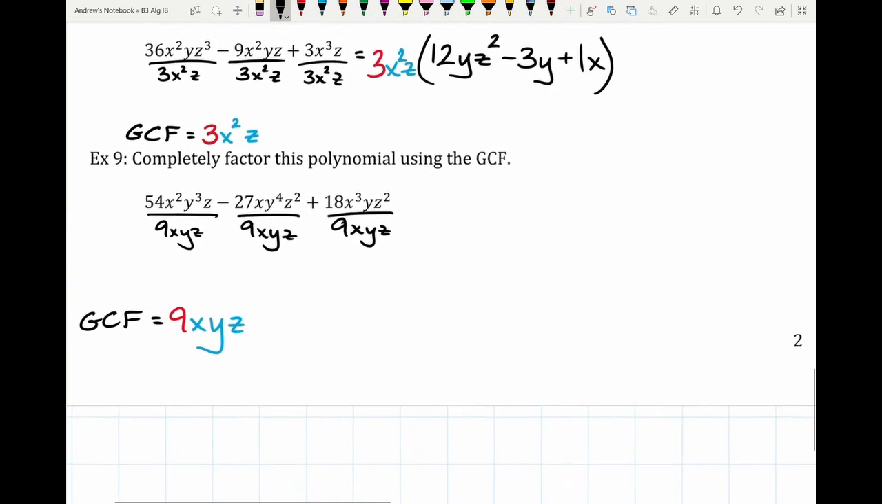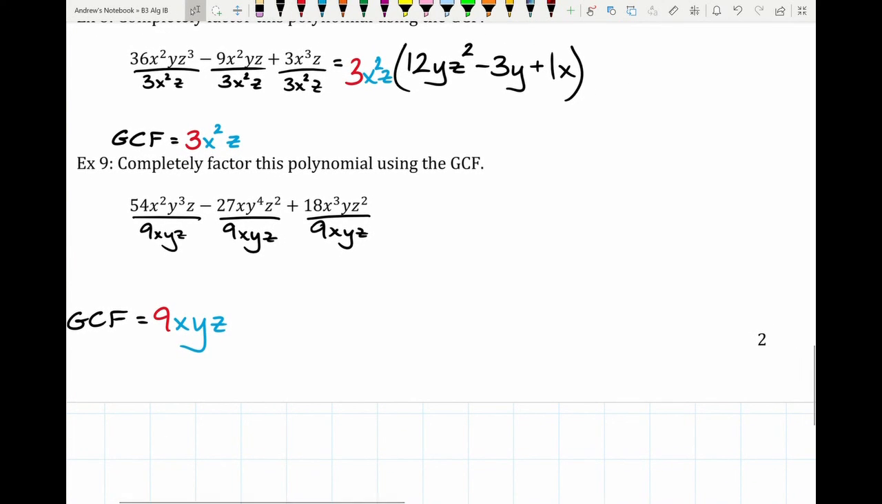Okay. So I'm going to give myself quite a bit of room here. It's going to be quite a bit to write. So 54 divided by 9 is going to give us 6. So I'll put that 6 there. As I'm taking a look at the variables for that first bit, I had 2 x's. I took 1 of them out, so I have 1 x left. I had 3 y's. I took 1 out, so I have 2 y's or y squared left. I had a z, I took out the z, boom, it's gone, no z's.